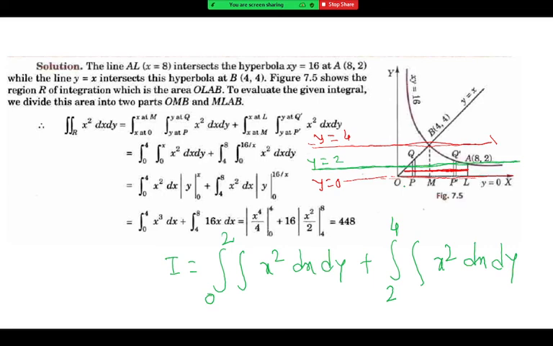Now can you tell me what will be the limits of x for the region between 0 to 2? y equal to 0 to 2. Lower end is touching 2. We want the limit of x now.